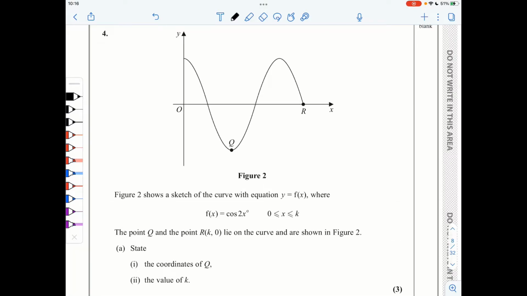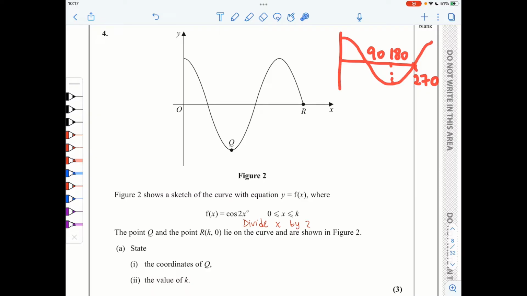Question 4, we've got a sketch of the graph of cos 2x, and we need to state the coordinates of Q and the coordinates of K. Well, we know that cos of 2x is a stretch along the horizontal with scale factor of a half, so we divide all the x values by 2. We know that the original cosine wave is cutting at 90, and then we've got at 180 a minimum point, and then at 270 another cut on the x-axis.